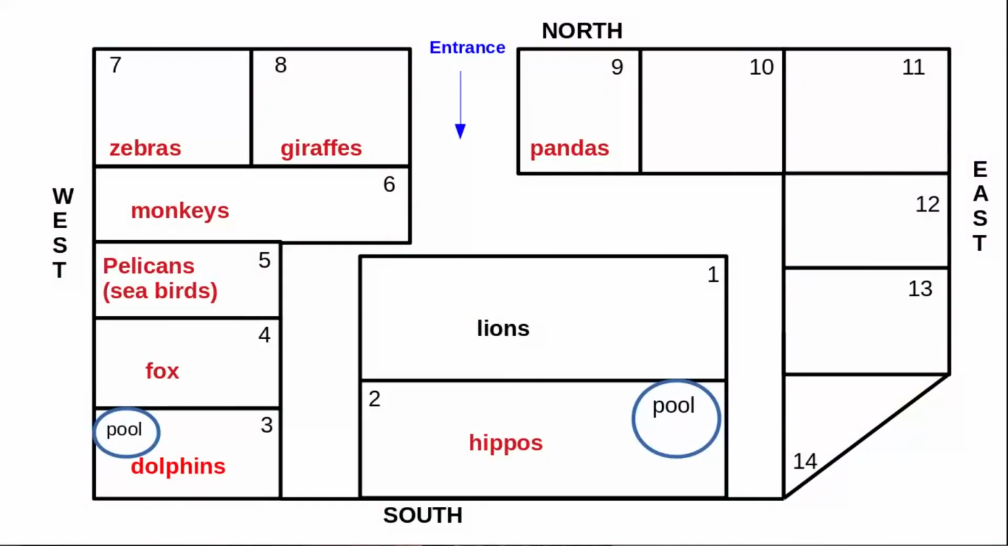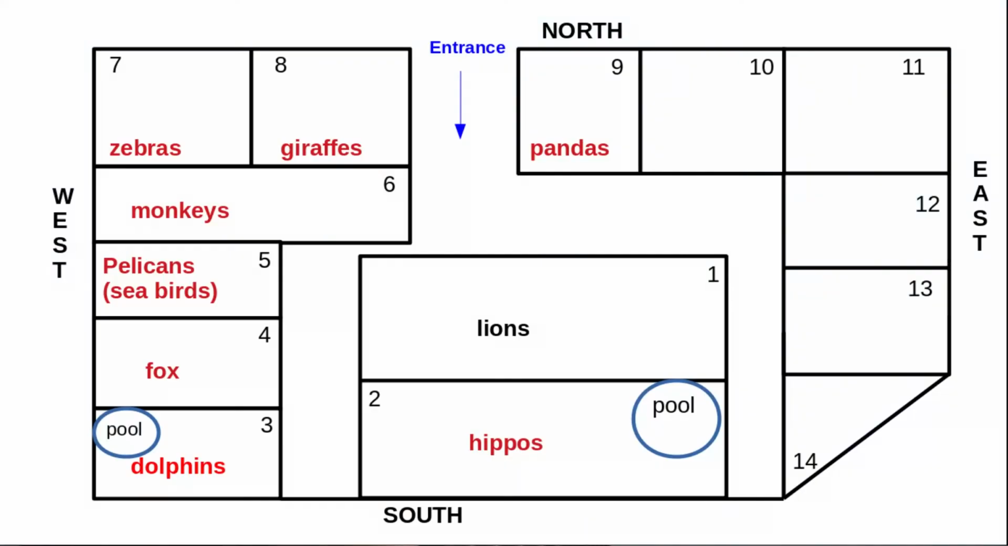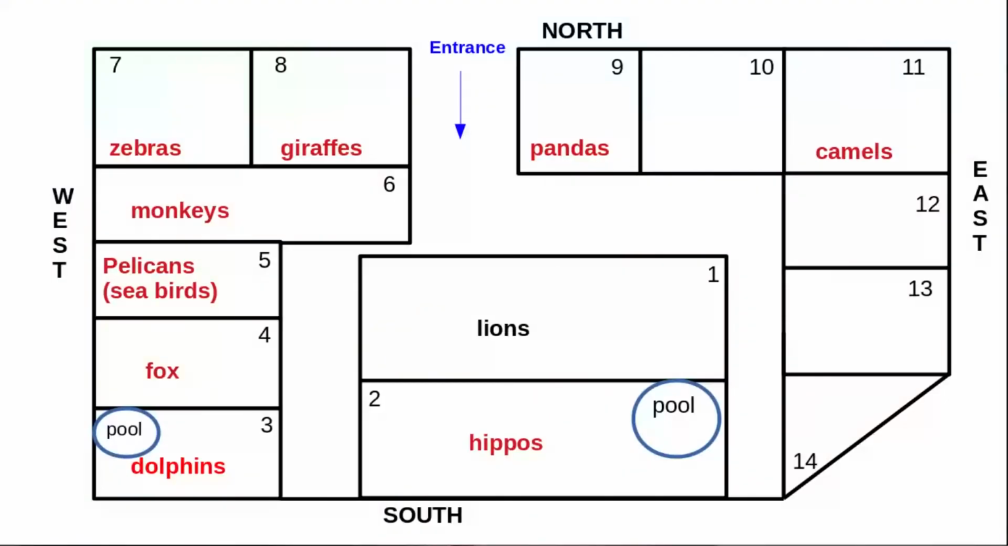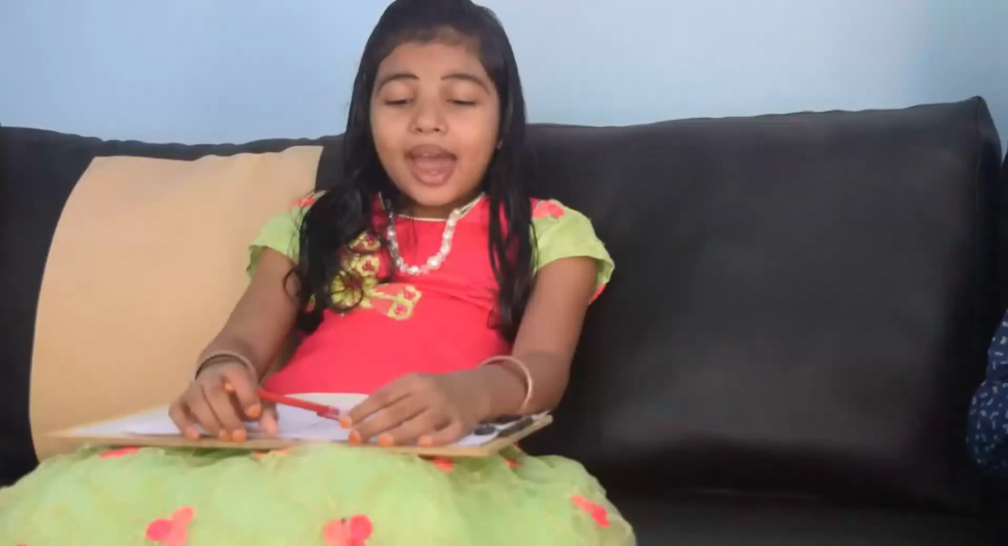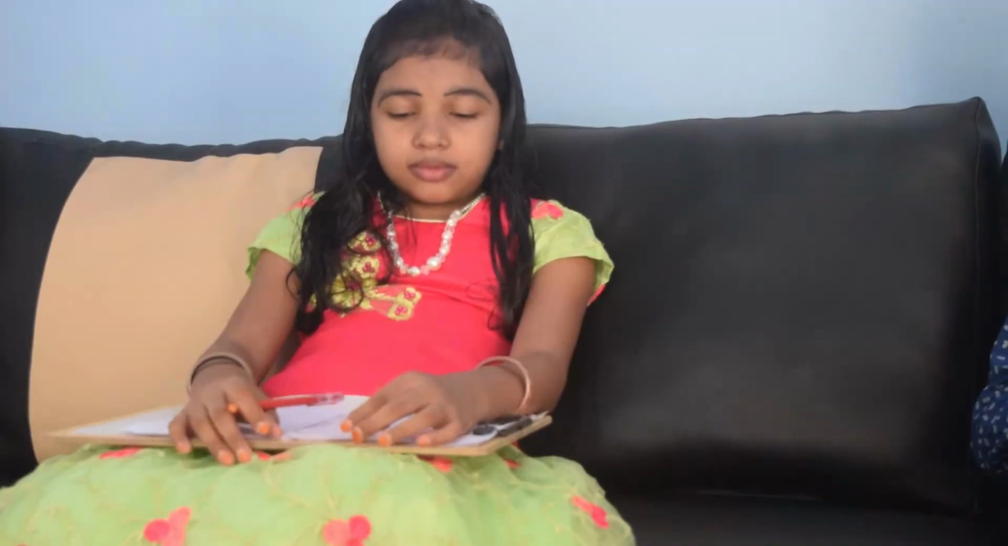8. Then 9. Pandas. See, I would like to ask you, what is the animal or bird kept in cage number 10? Empty. No, there is nothing. It's an empty cage. And what about cage number 11? Camels. That is camel. Okay. Then cage number 12? Parrots. What? Not parrot, but deer. Yes, deer is there.